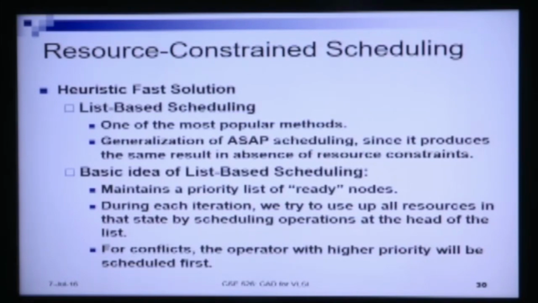So, what is the basic idea on which list based scheduling works? It maintains a priority list of ready nodes. During each iteration, we try to use up all resources in that state by scheduling operations at the head of the list. For conflicts, the operator with higher priority will be scheduled first. So, we have a priority list of ready nodes. That means, firstly we need to obtain a priority among the ready nodes, which is more important than the other. We have to obtain relative importance values among the operations.